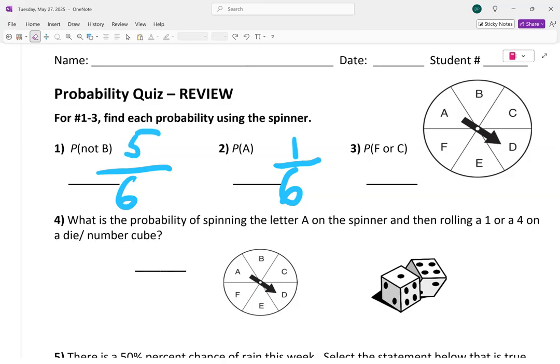All right. Okay, for number 3, it says to find the probability of F or C. So that's 2 we're finding. And there's 6 total. How many for F or C? We're trying to find 2. There's 2, right? Okay, so what do we write? 2 out of 6. Correct, 2/6. And then you can simplify that into 1/3. We divide both of these by 2, simplify to 1/3. Very good.